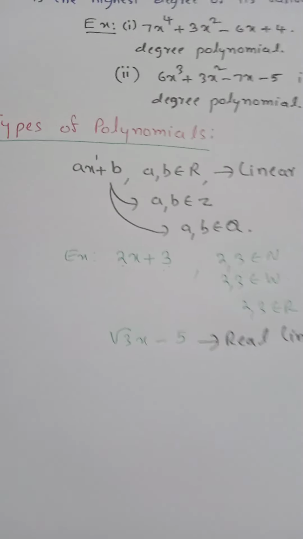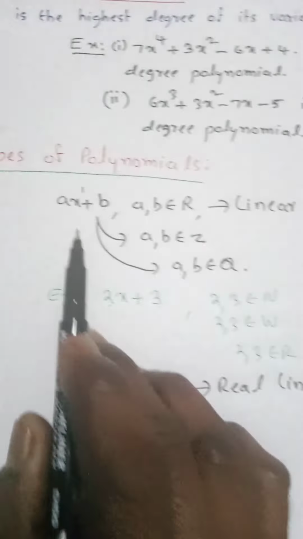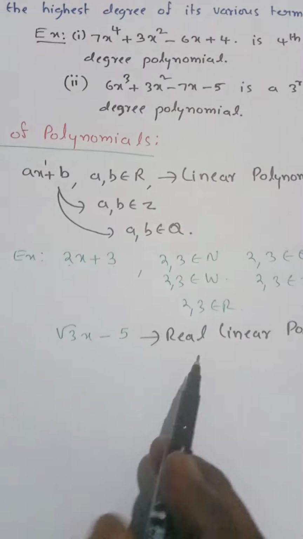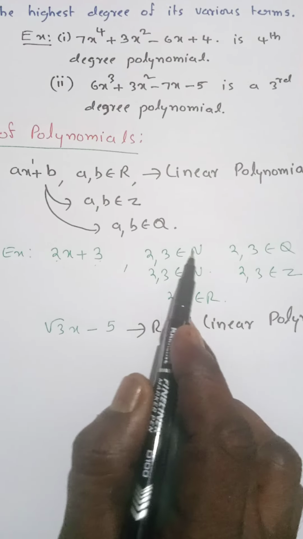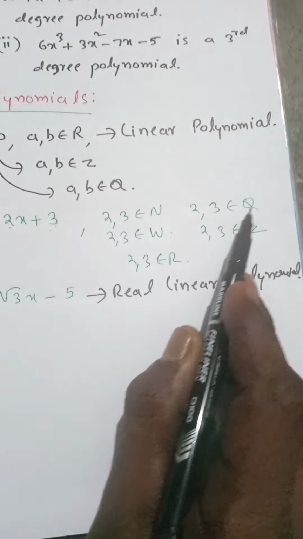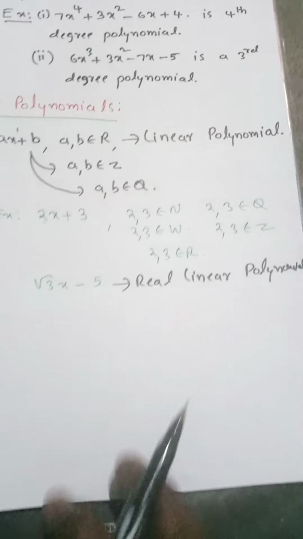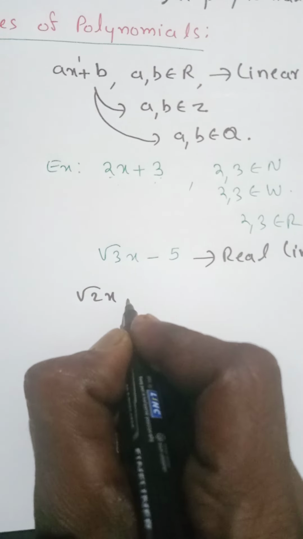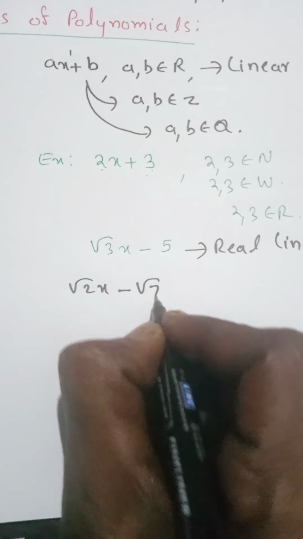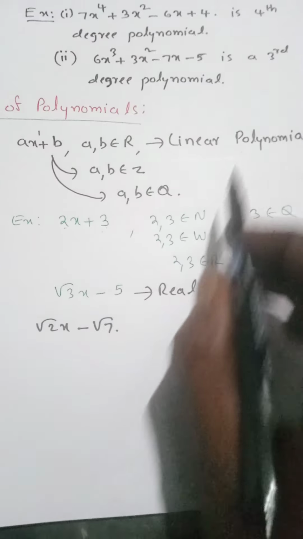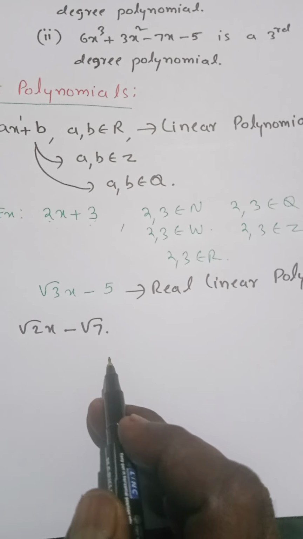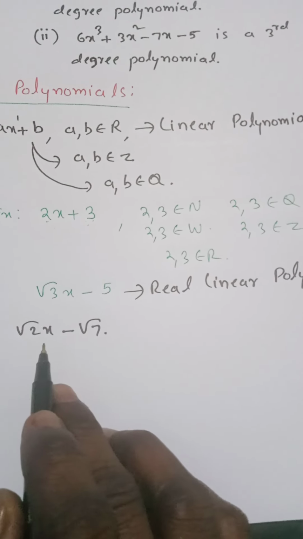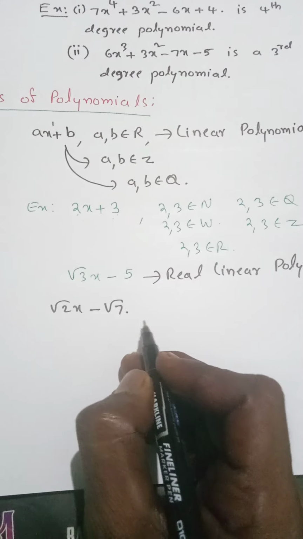So you need to remember only one thing, the general form of the linear polynomial is ax plus b only. In the place of a and b we can take any set of numbers, maybe they are natural numbers, whole numbers, integers, rational numbers or real numbers. Now I'm going to give one more example, that is root 2x minus root 7. So what do you call this linear polynomial here? How can you name it? Here root 2 and root 7 both are irrational numbers. We can call it an irrational linear polynomial.